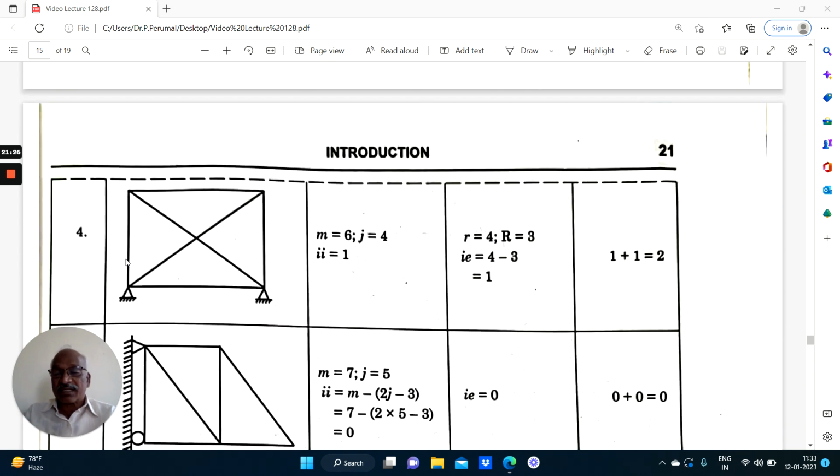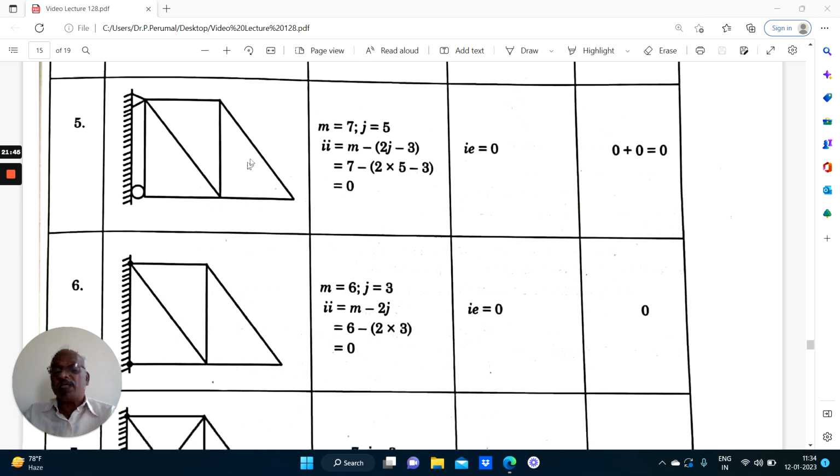And again, we can find out that internally it is 1 degree, externally it is also 1 degree, because 2 hinges, 2 plus 2, 4 reactions. So R equal to 4, capital R equal to 3, so 4 minus 3 equal to 1. 1 plus 1 equal to 2. Totally it is 2 degrees indeterminate.